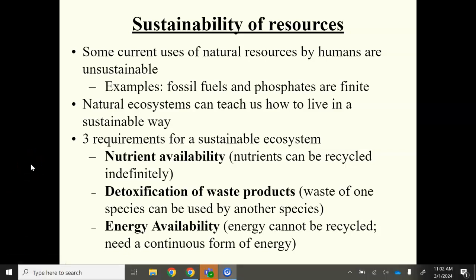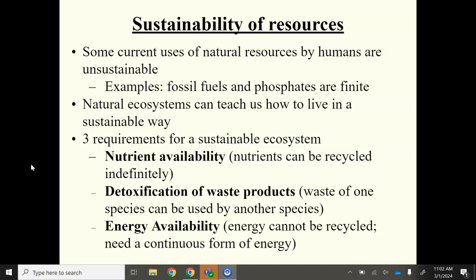Okay, back on track. So the reason why fossil fuels and phosphates are considered unsustainable is because they take a long time to reform. For example, fossil fuels like coal and oil take millions of years, sometimes hundreds of millions of years, to form. And so we can't wait that long to replace these resources. That's what makes them non-renewable.